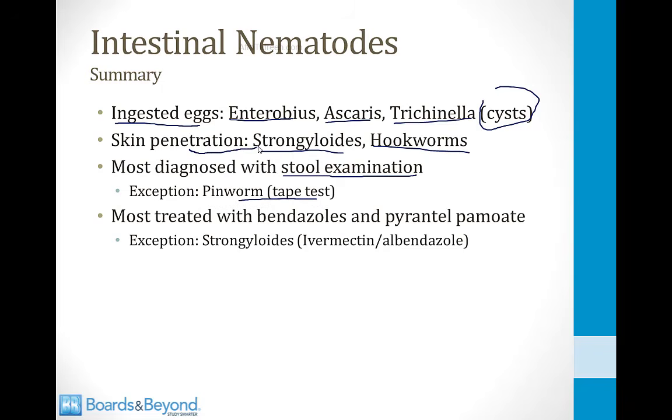The one exception is strongyloides, where you see larvae. And most of these are treated with benzimidazoles and pyrantel pamoate. The one exception is strongyloides, which you can also treat with ivermectin.